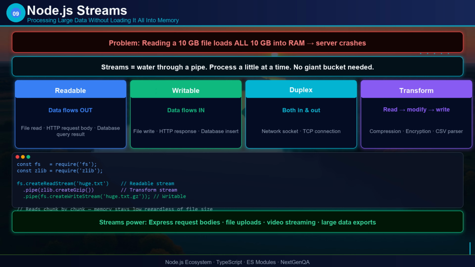This is how Node.js serves large files efficiently. This is how Express handles request bodies. This is how video streaming works. Streams are everywhere in Node.js, even if you do not see them directly.